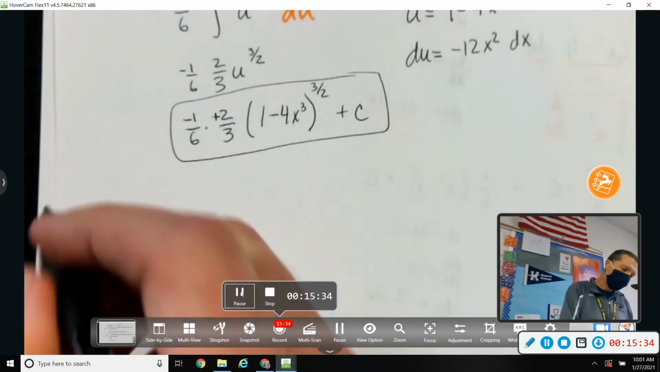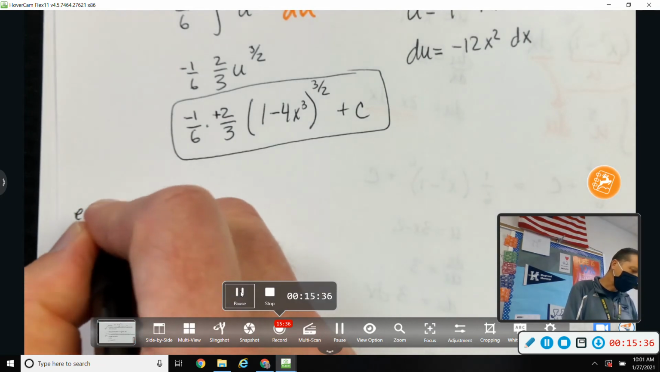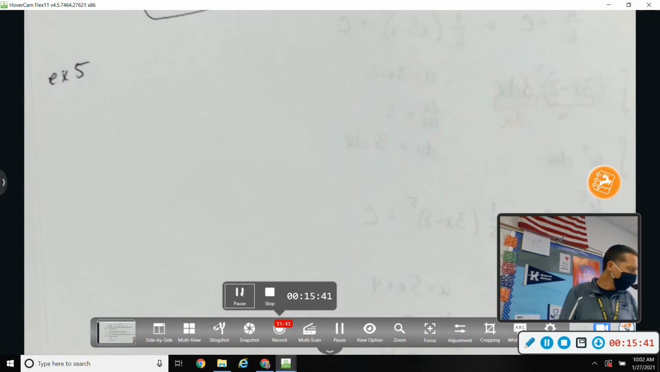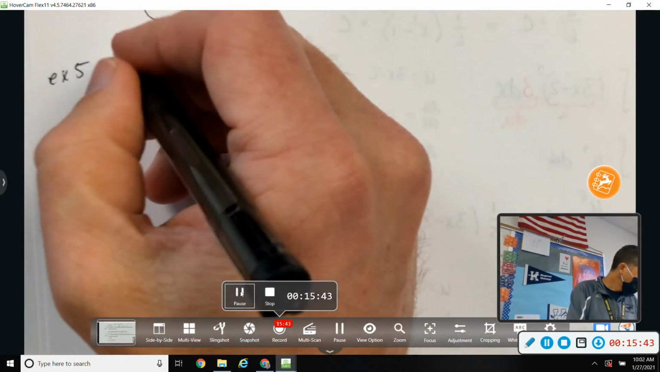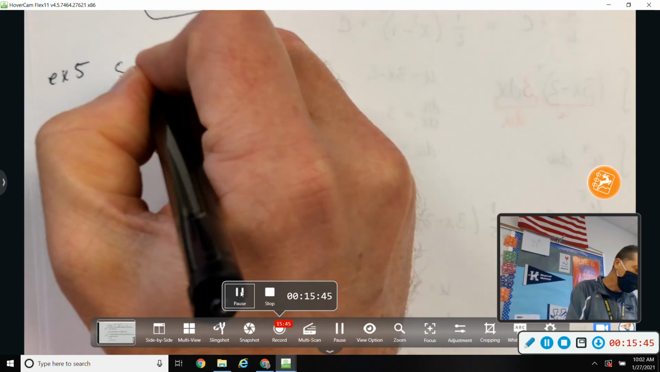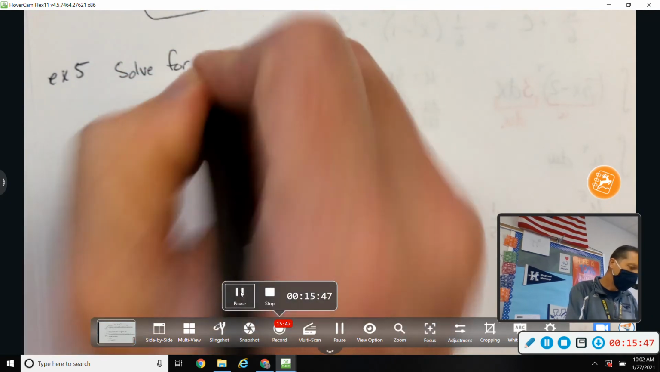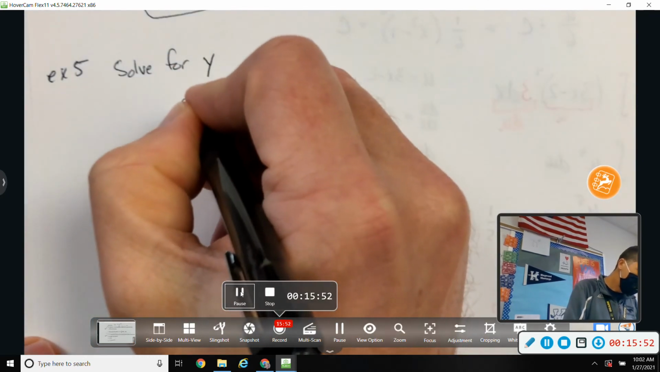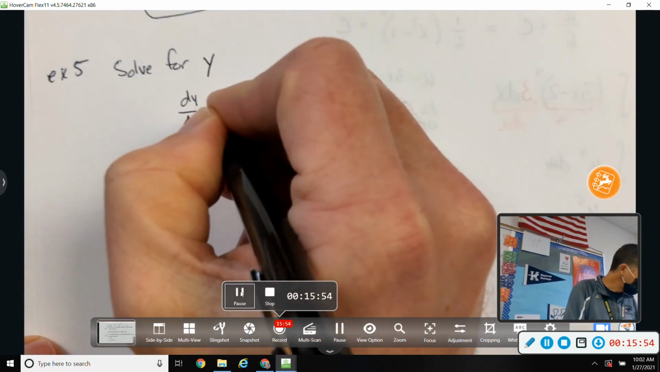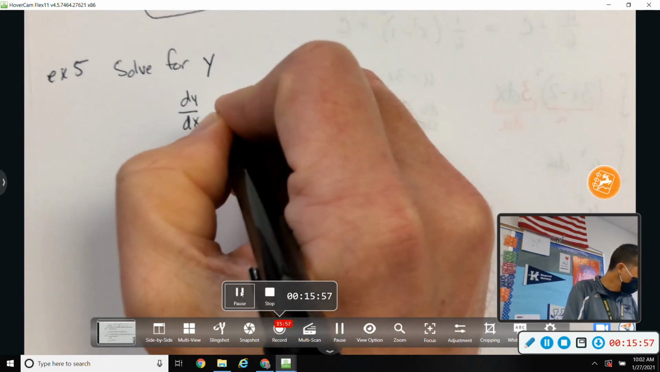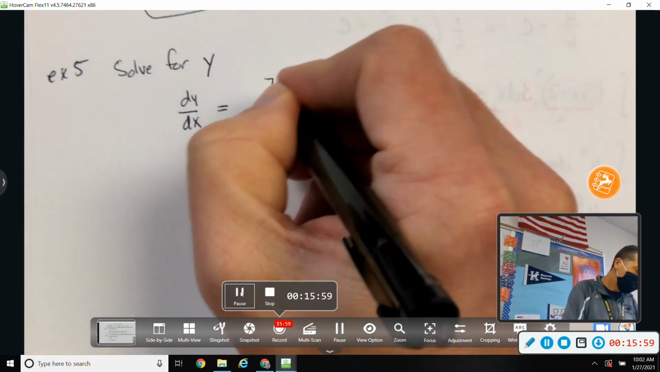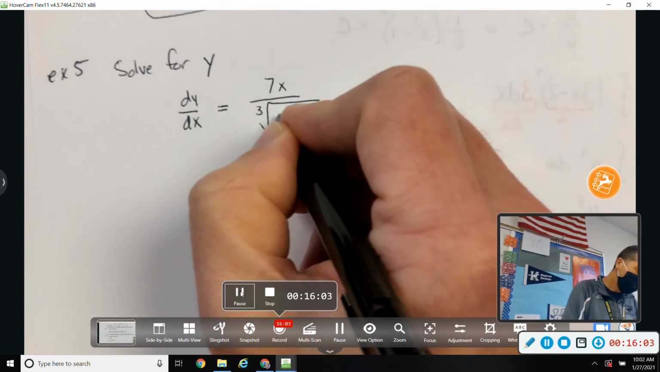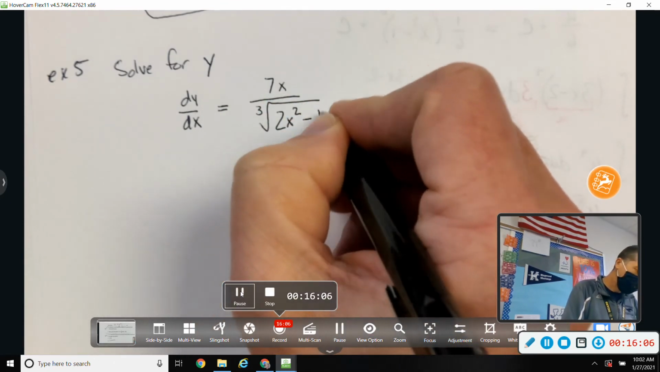Alright, this is just all about getting practice at recognizing what makes a good pick for u and what doesn't. And sometimes you'll make the wrong choice. I'm going to set this one up a little bit differently, but it's really the same thing. Solve for y if dy/dx equals 7x over the cube root of 2x squared minus 1.